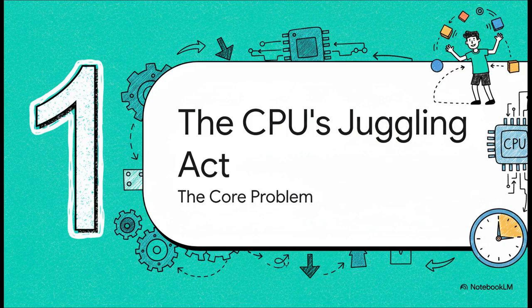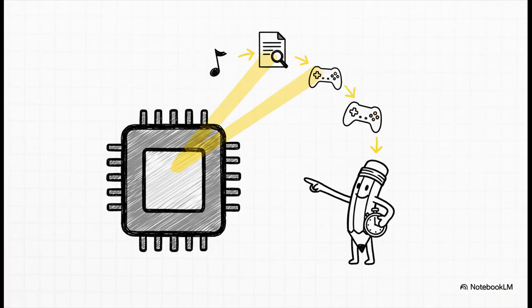Section 1, the CPU's juggling act. We're going to get to the heart of the problem that every single operating system has to solve. Here's the big secret. It's all an illusion. Your CPU can really only do one thing at any given moment, but it switches between tasks so incredibly fast, we are talking milliseconds here, that it feels like it's doing everything at once. The director of this whole high-speed show is a key part of the operating system called the process scheduler.